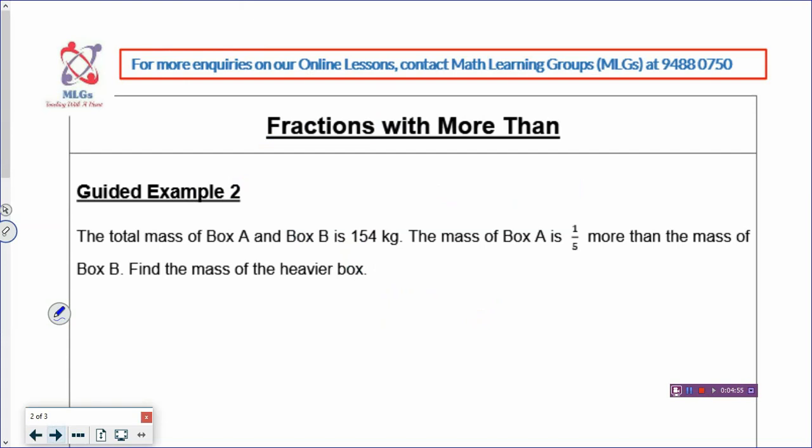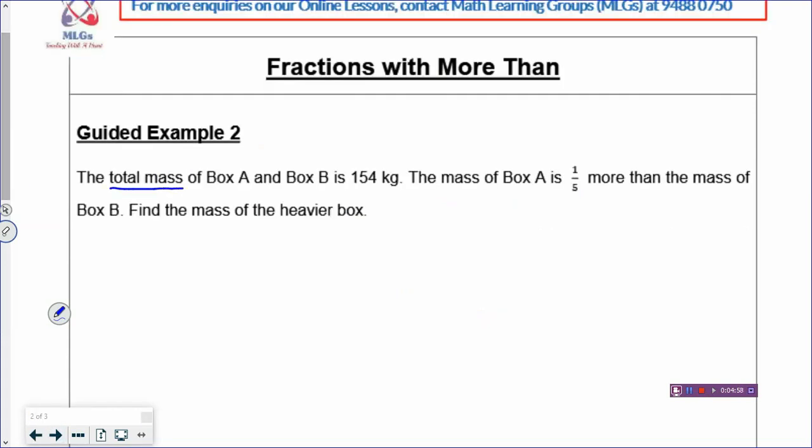And again, now you have a fraction with more than. So the total mass of box A and box B is 154 kg. The mass of box A is 1/5 more than the mass of box B. So which means that box B, which is the second group, will be 5/5, right? In the first example, it is the same. The second item, second person, second group, will be 5/5, and then the first group or the first box will be 1/5 plus 5/5. That will be 6/5, right? Correct? Okay, and then how do we draw the model from there?